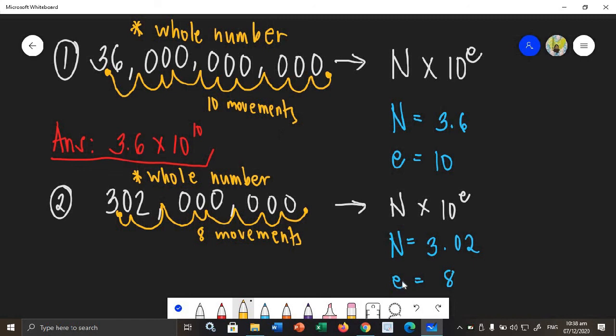Then we have the exponent, which is 8 movements, and the exponent is positive because your given is a whole number. Always remember that when your given is a whole number, the exponent is positive. And then, the movement is all you need to count. When it is a whole number, the exponent is automatically positive, and you just count the movements, and that will be the value of your exponent. So, if we write example number 2 in scientific notation form, it will be like this: 3.02 times 10 raised to 8. So, this is now your answer. That is how you write whole numbers in scientific notation.